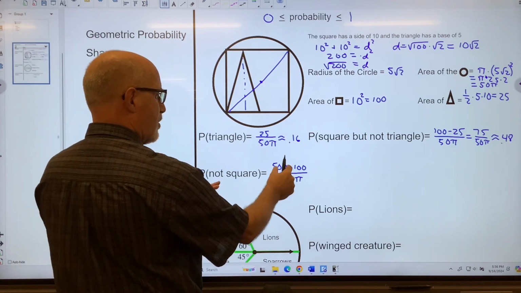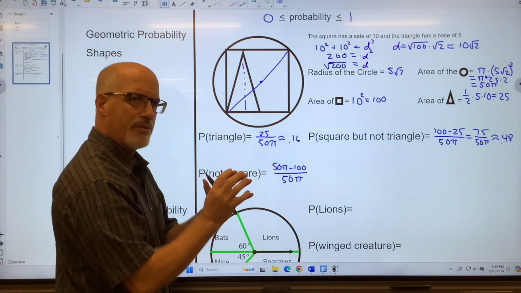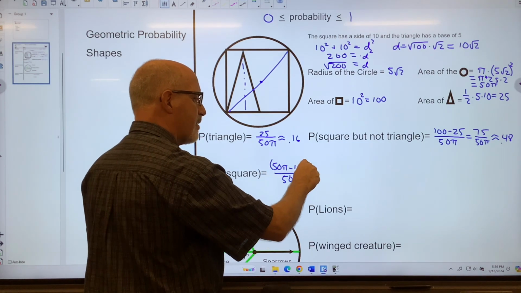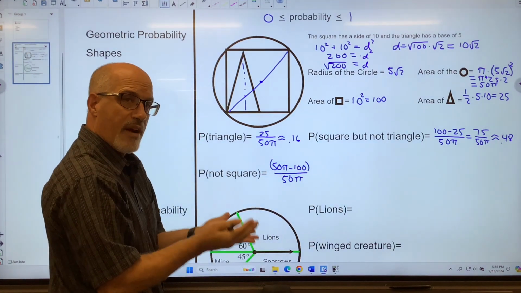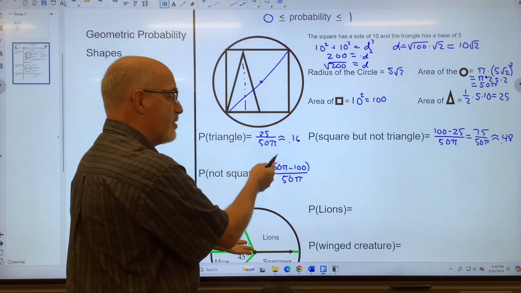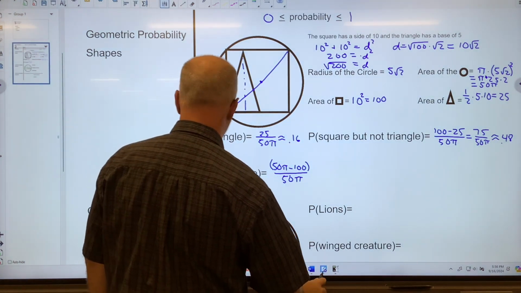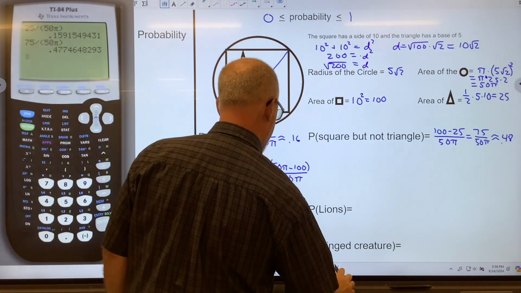One error that people tend to make: because of the minus, the fraction bar is like a grouping symbol, so everything in the top goes together. Don't be reducing the 50 pi's because it's not a factor. Let's take a look at our calculator.